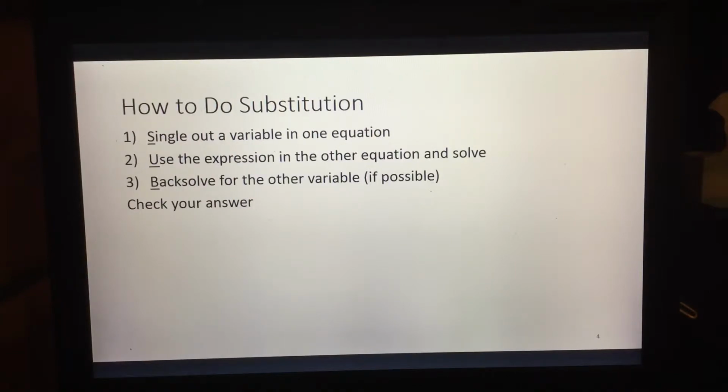So how do we do substitution? This is an easy to remember three-step process. It starts with S, U, B for substitution. Step 1, single out a variable in one equation. Step 2, use the expression in the other equation and solve. Step 3, back solve for the other variable if possible. And we're going to talk about the if possible. And because we're solving equations, we always check your answer.